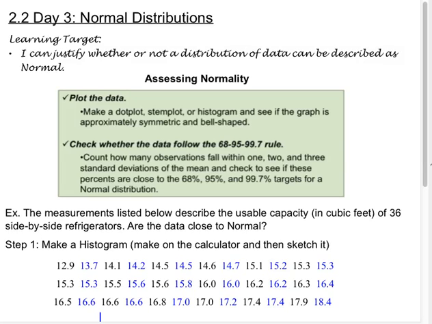Today we start our third section of 2.2, which is on normal distributions. Today we're going to transition into, can we assess if something is normal? If I give you a set of data, can you tell me if the data is normal or not? There's going to be various methods we can use to talk about normality.